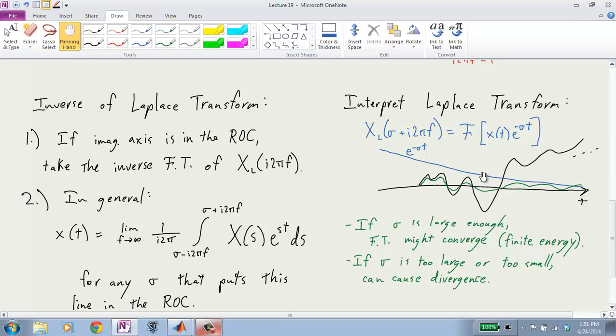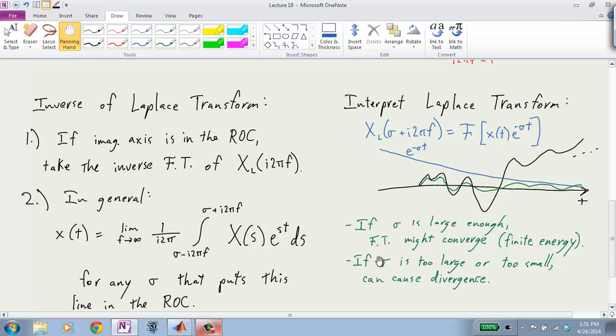What if x of t by itself already converged in the Fourier transform? Then does that mean the Laplace transform will converge for all sigma? No, because sigma can be negative, right? I can take something that does converge, but then use a negative sigma. That would be an increasing exponential, and I can cause it to no longer converge. All right. So that's what I mean by sigma too small.